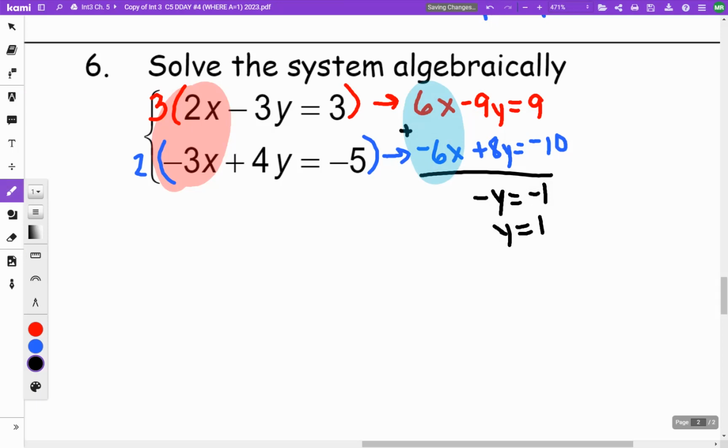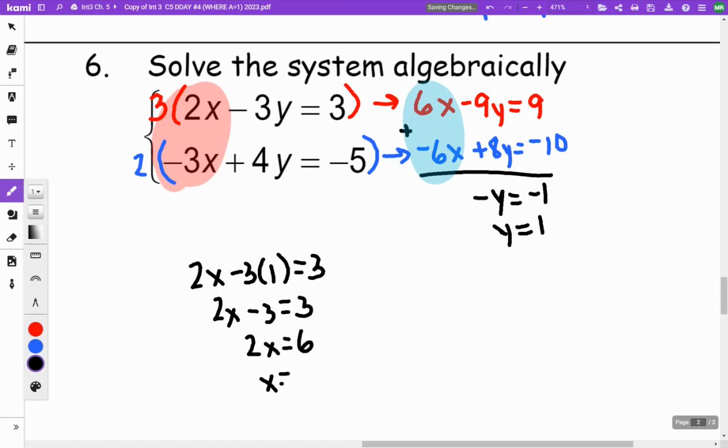I'm going to take that and plug it into either equation. So let's say I go 2x minus 3 times 1 equals 3. I'm using the top equation. So 2x minus 3 equals 3. I'm going to add 3 to both sides. So 2x is equal to 6. So x is equal to 3. So my answer is 3, 1. That's my point of intersection.